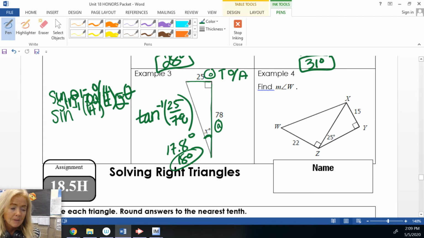All right, now the next one's going to combine both, which is cool. We can combine both.